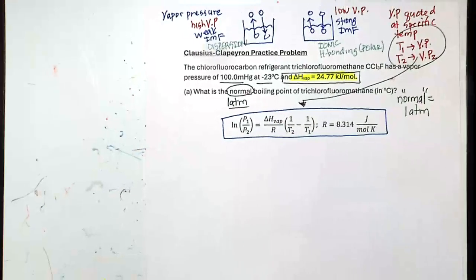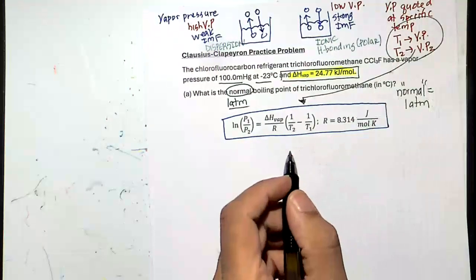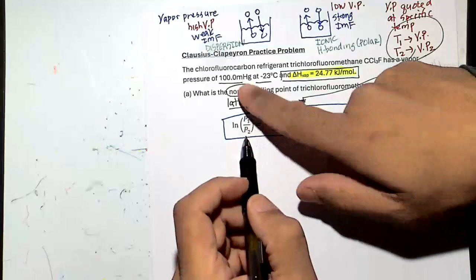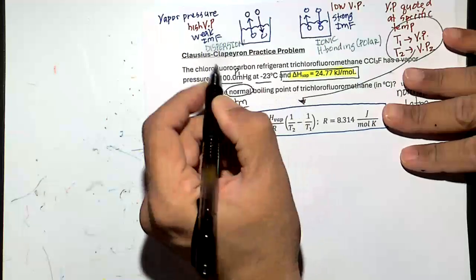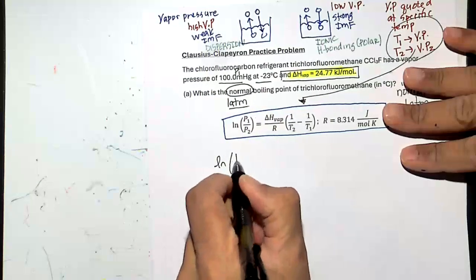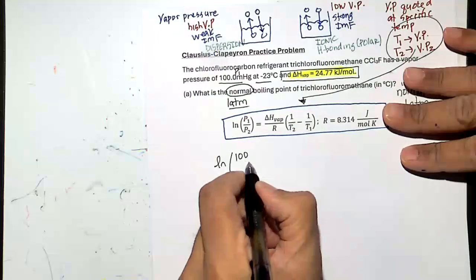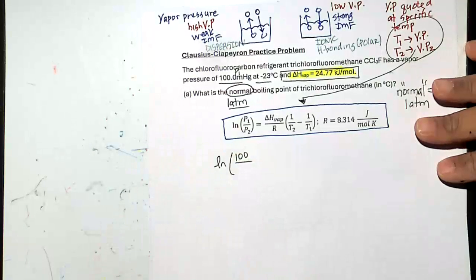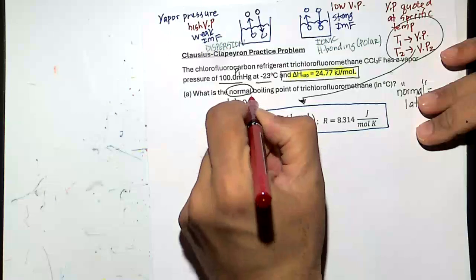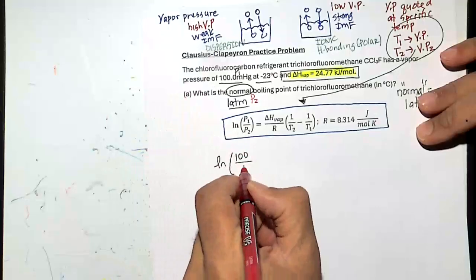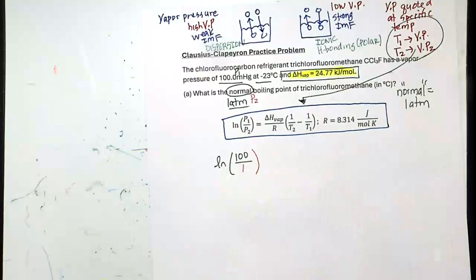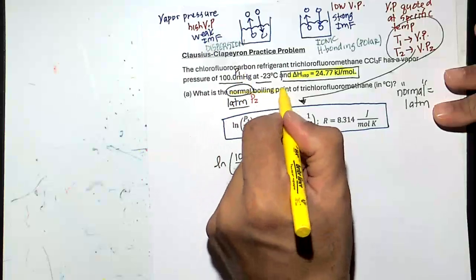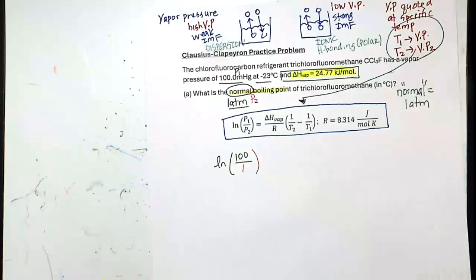So this becomes a plug-and-play type of problem, similar to the exam or your quiz. You just plug it and play it into this equation. So we have a vapor pressure P1. I'll call this P1, 100 millimeters of mercury. And P2, I'll call this P2. Let's put it in a different color here. Normal. What did we say normal was? 1 atmosphere. So normal boiling point is a pressure of 1 atmosphere. Normal means 1 atmosphere.